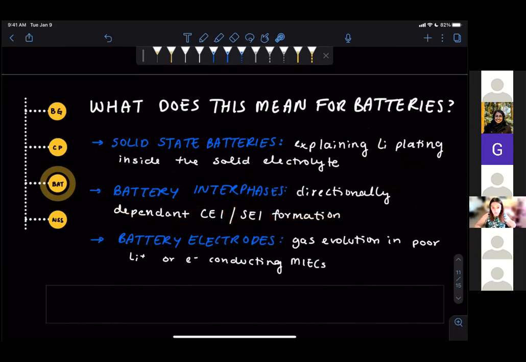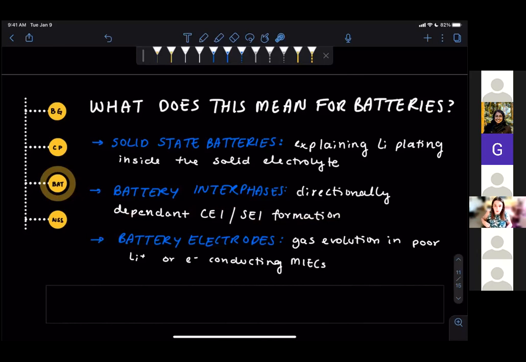Basically, you could have directionally dependent formation of these interfaces, depending on if there's some sort of degradation occurring at either electrode, meaning that there's some overshoot in the chemical potential profile of lithium. And then finally, instead of looking at some sort of electrolyte, so a liquid electrolyte in a lithium ion battery, or a solid electrolyte like LLZO or LPS for me in the solid state battery situation, you can also apply the same exact transport model to your actual electrode.